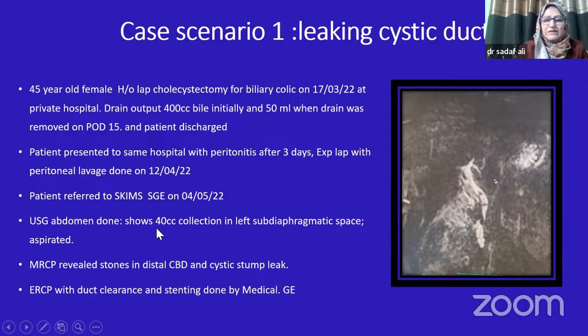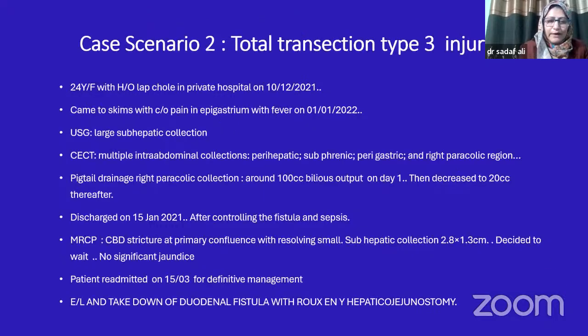The patient had a 40 cc collection on ultrasound, which was aspirated despite the drain. We did an MRCP and found nothing but a little muck reported in the distal part of the CBD, and ERCP clearance was done with sphincterotomy. This patient took 2 months otherwise, and settled with us in another 5 days.